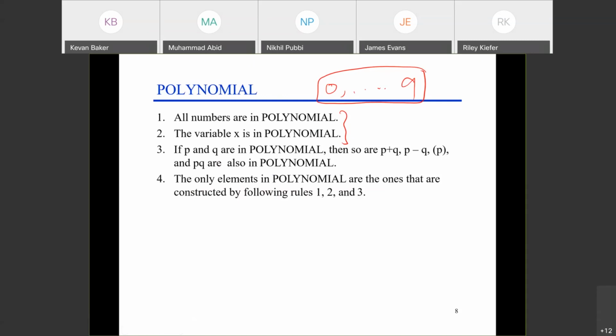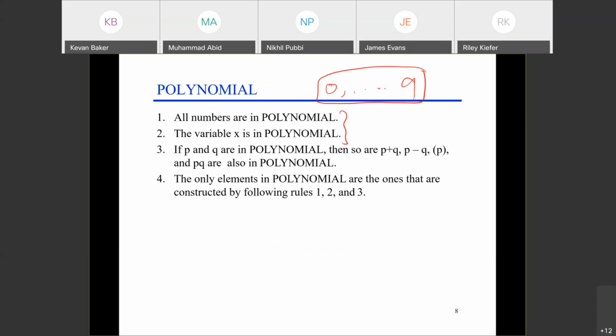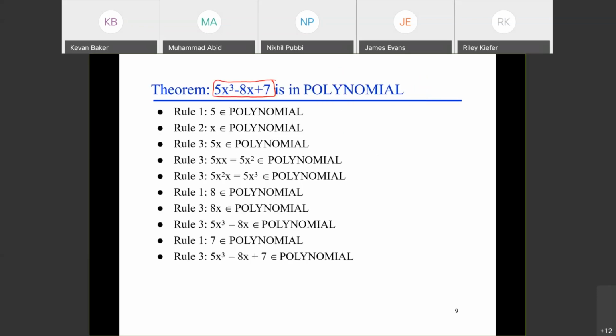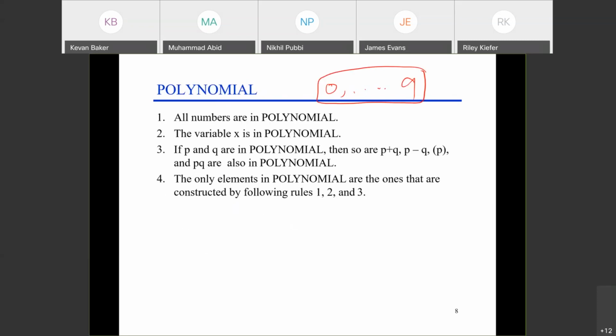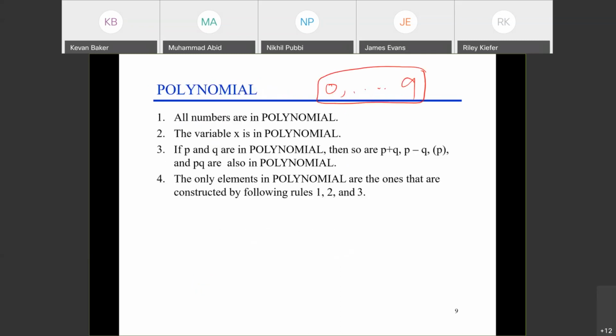And then let's prove that we have this equation here, and we want to prove that this equation is in polynomial. We will see that the rules which we generated in the previous slides help us to prove that it is in polynomial. Okay, so by the first rule, what is the first rule? All numbers are in polynomial. By rule 1 you are saying 5 is in polynomial. By rule 2, you are saying x is in polynomial.